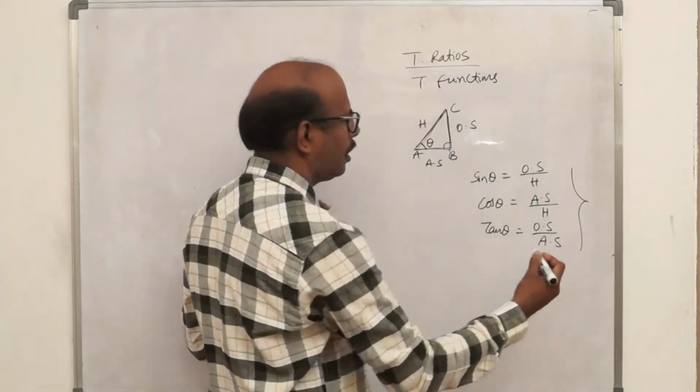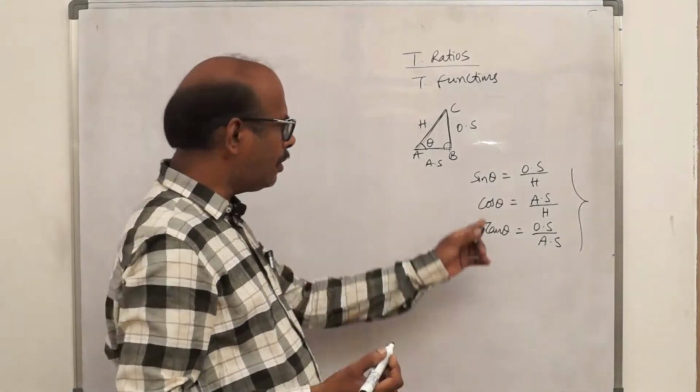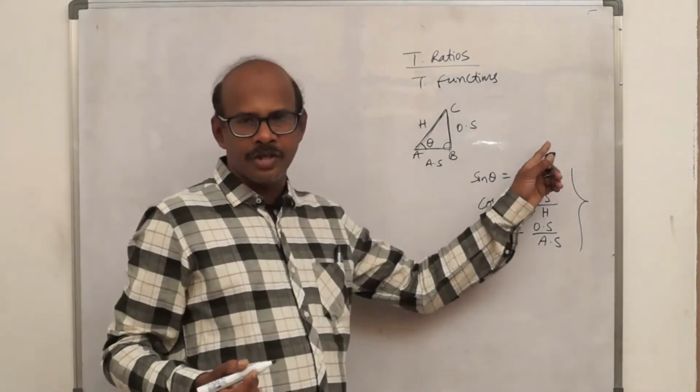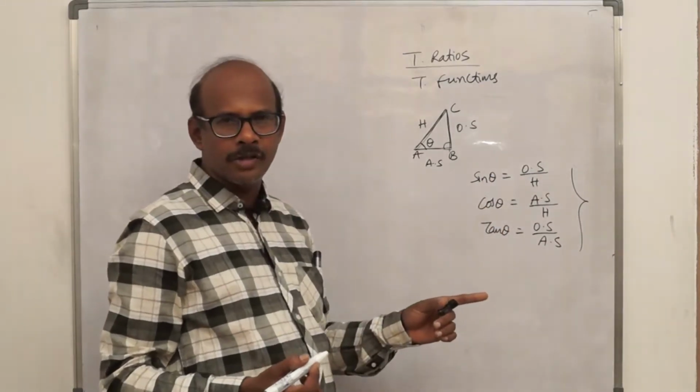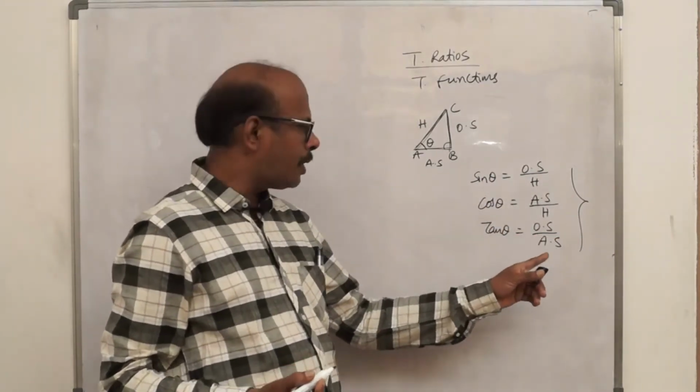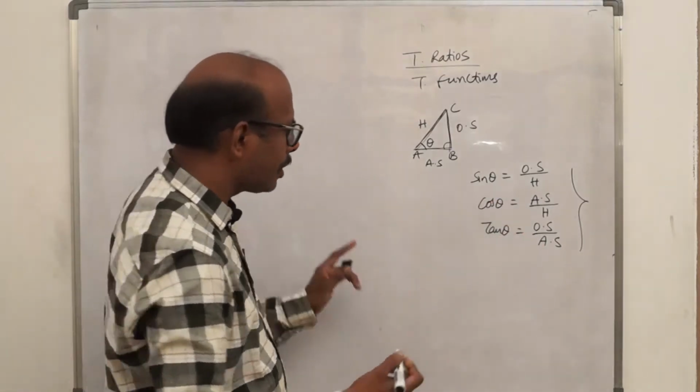So fundamentally there are three trigonometric ratios. Sin theta is opposite side by hypotenuse, cos theta is adjacent side by hypotenuse, tan theta is opposite side by adjacent side, that is indirectly sin theta by cos theta.